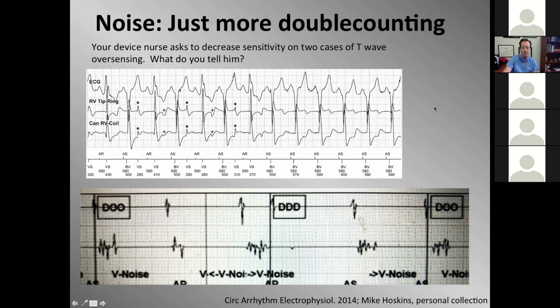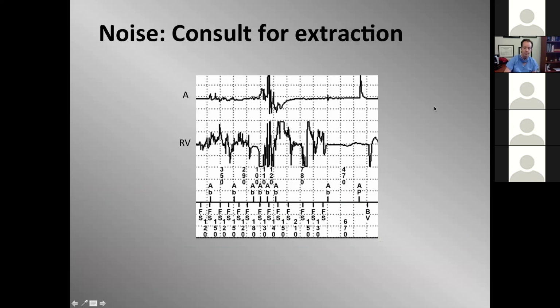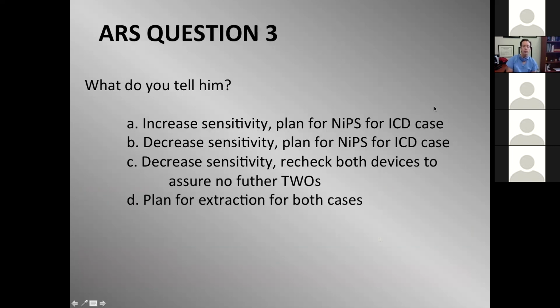So for these cases, what do you tell your pacer nurse? Do you say, okay, increase sensitivity, plan for NIPS for the ICD in the above case; decrease sensitivity, plan for NIPS? Do you decrease the sensitivity and just recheck later, or do you plan for extraction?